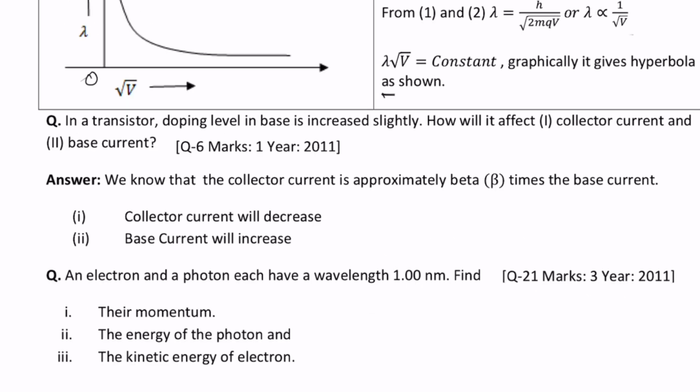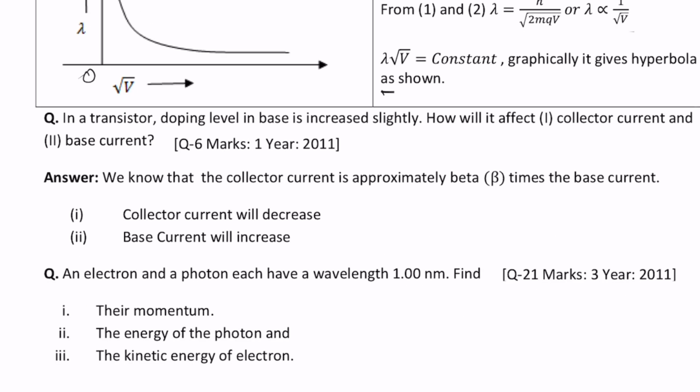Next question. In a transistor, the doping level in the base is increased slightly. How will it affect the collector current and base current? This question is related to electronic devices. In this session we'll take it up.